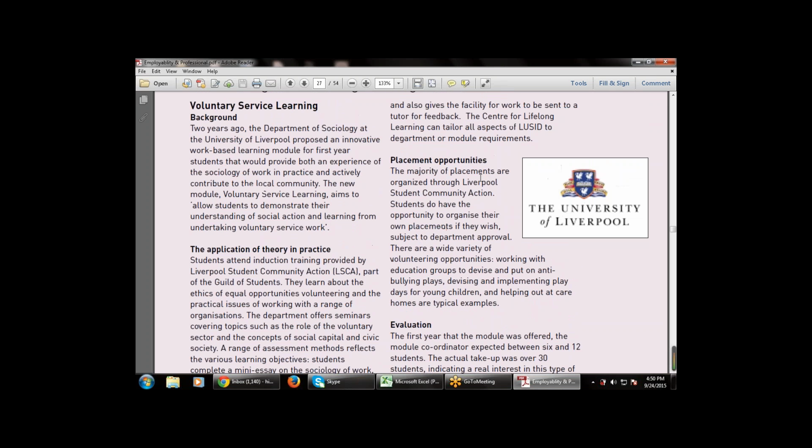There are also placement opportunities, which are also part of the University of Liverpool, and students are supposed to organize their own placement if they wish. So there is a proper method for how to organize a placement. And there are a wide variety of volunteering opportunities, such as working with the education group to devise and put on anti-bullying plays, devising and implementing the play for young children. So there are many placement activities that are also carried out by the University of Liverpool.